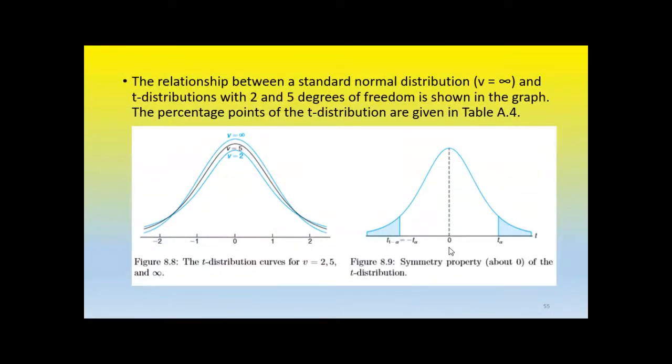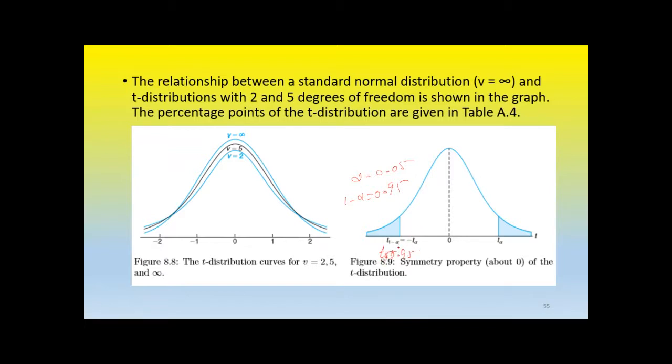The area to the left of T, which is equivalent to T 1 minus alpha. So if alpha is 5 percent, we can write 0.05. 1 minus alpha is 0.95. If alpha is 0.05, then 1 minus alpha is 0.95. So this is T 0.95.